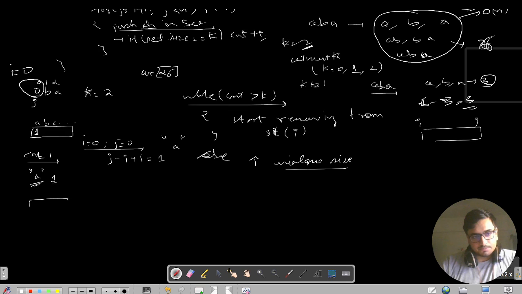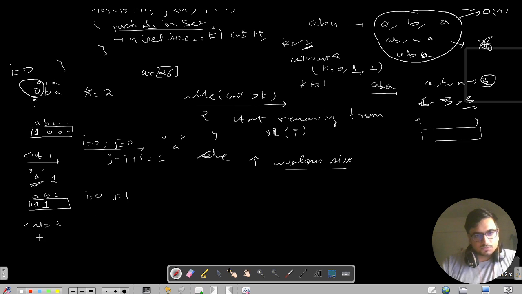So the next is b, right? I'll again increase the count of my new character. Since we have encountered b, I will increase its frequency to 1. Earlier everything was 0, correct? Now what is the count of distinct characters? It is 2, correct? And I is 0 and j equals 1.